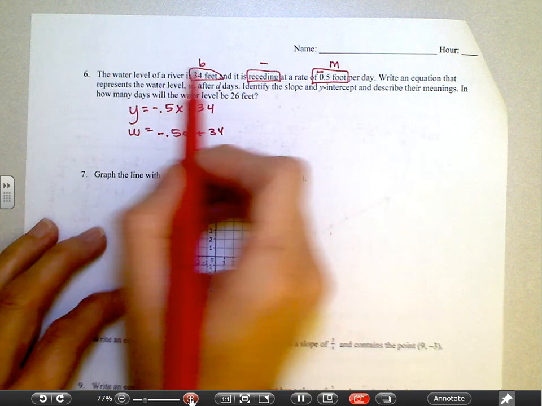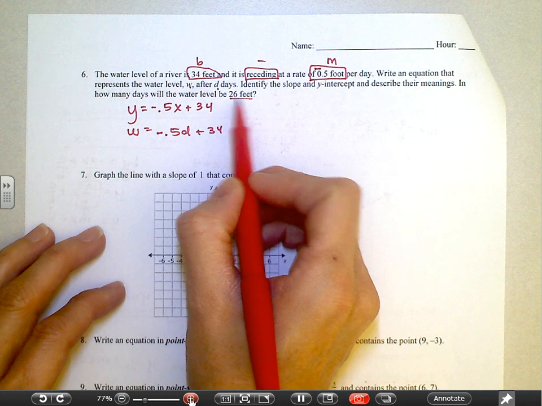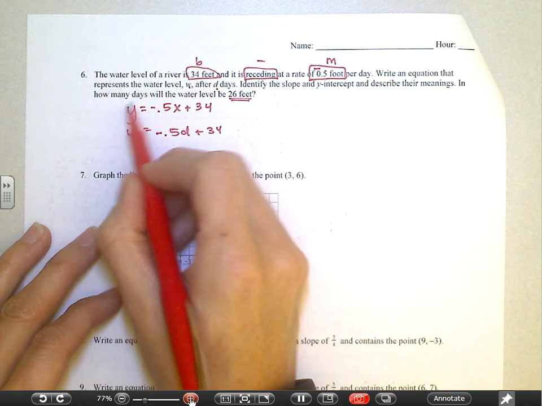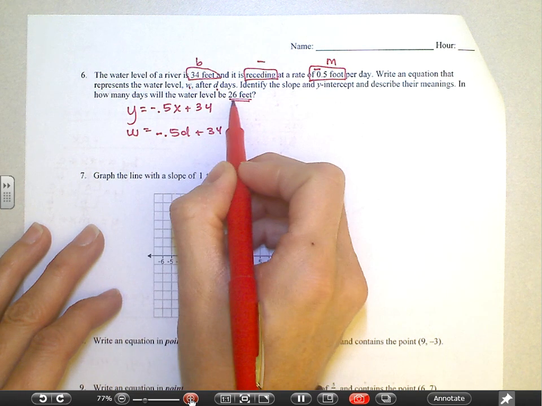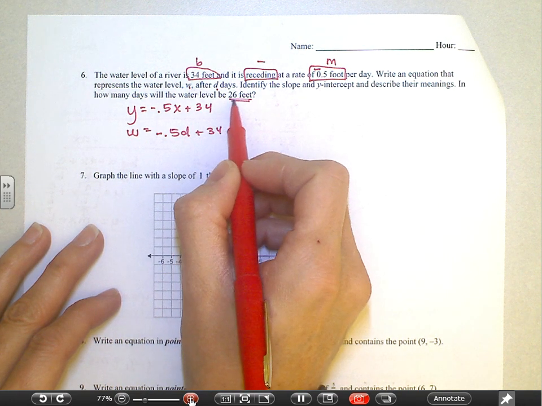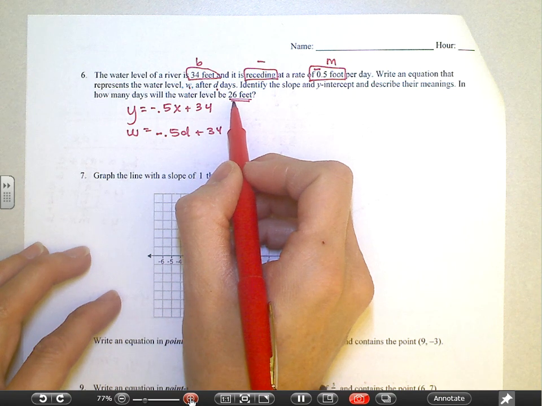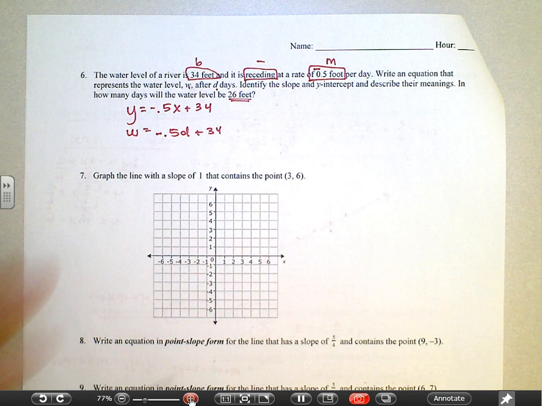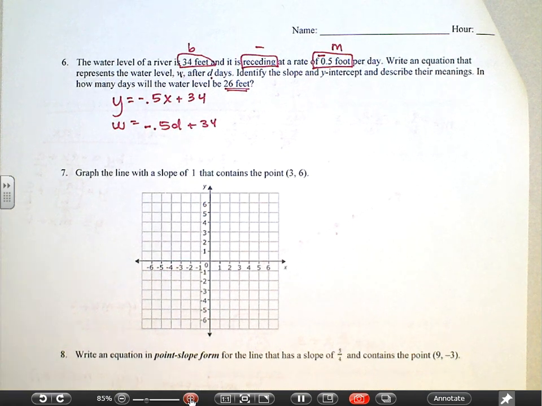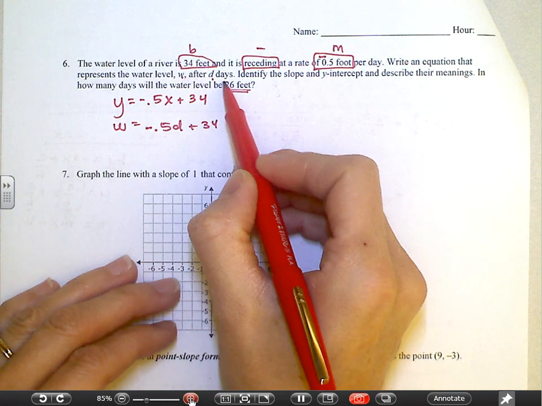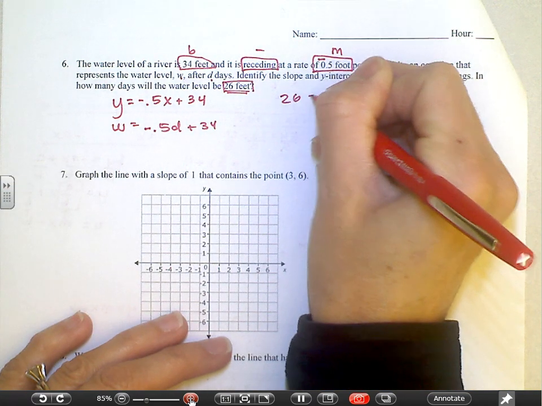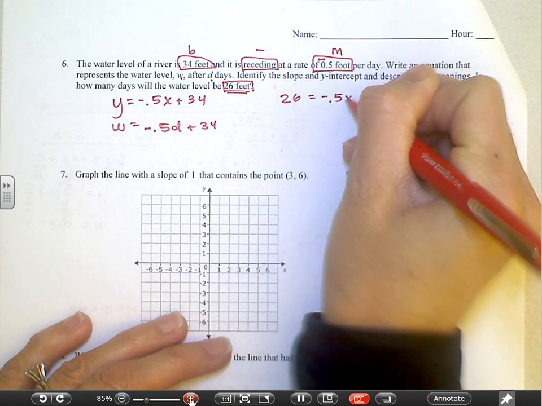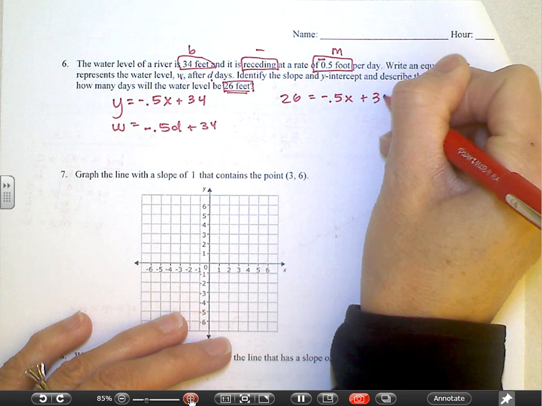In how many days will the water level be 26 feet? All right, so your y is your water level. I think the mistake that people will make here accidentally is they might put 26 in for x, but that would be after 26 days. That's not what they want here. They want the water level of 26 feet. So you're going to plug that in for y. So 26 equals negative 0.5x plus 34.